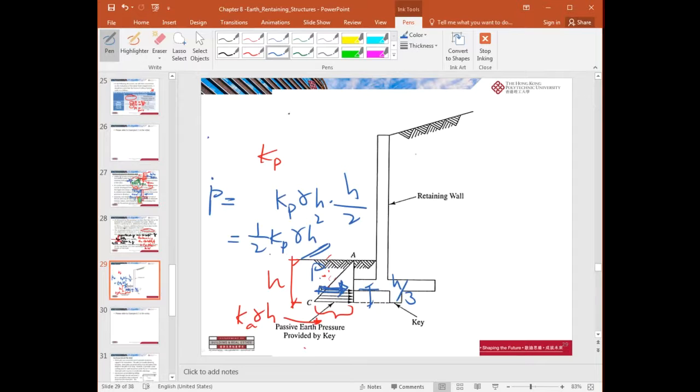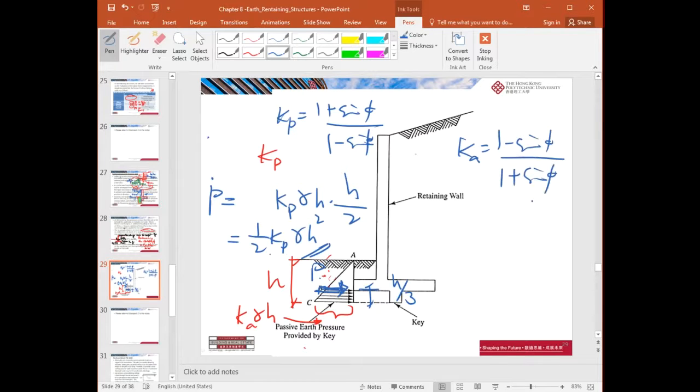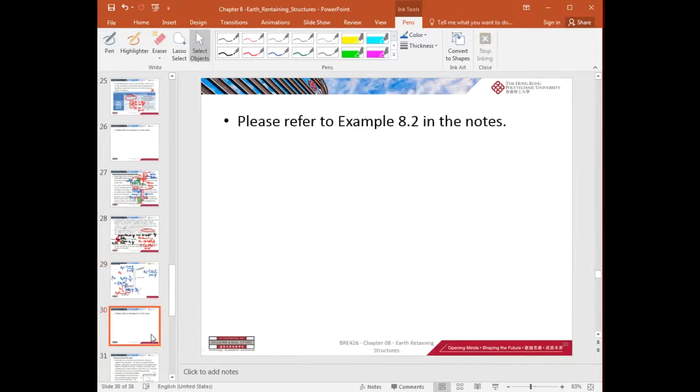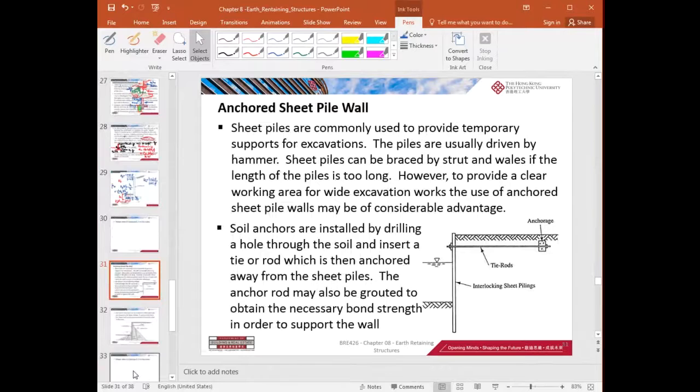Of course, you know what Kp is? Kp is 1 plus sine phi over 1 minus sine phi, right? What's Ka? Ka is 1 minus sine phi over 1 plus sine phi, the active state. You should be very familiar with these two terms, the active pressure coefficient and the passive pressure coefficient. Well, we'll come back to example 8.2 in the lecture notes.